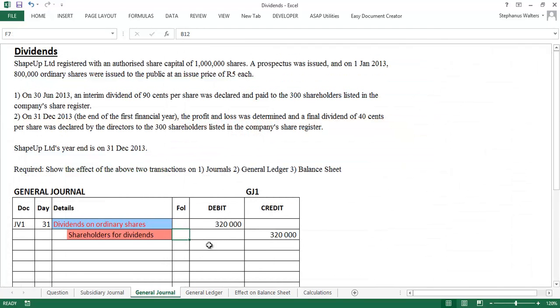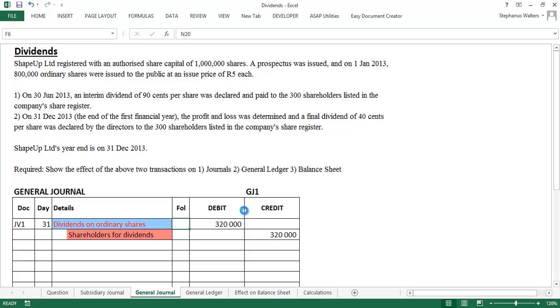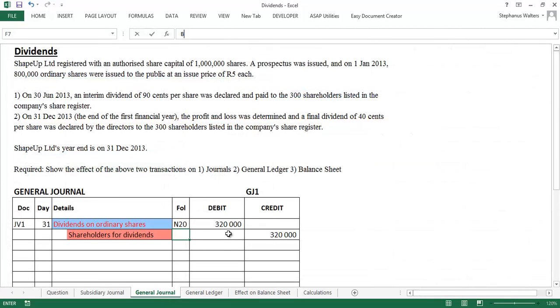So now in the general journal, I can refer to my general ledger account codes in the folio column. My dividends is code N20, so let's put that in there. N20. My shareholders is B12, so let's put that in there. B12. Good.